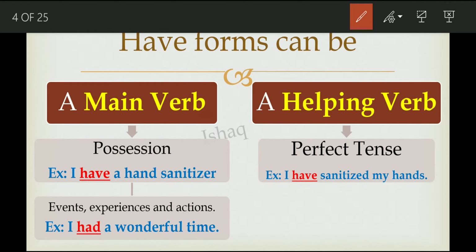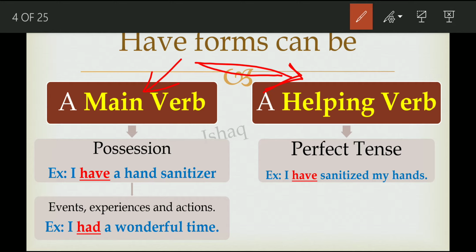Then have forms acting as a helping verb, and this is the most important thing. The first confusion you should clear here is have forms being used as a main verb and have forms being used as a helping verb. Helping verb is a vast point that we'll have to discuss, but before going to have forms being used as helping verbs, be clear with have forms being main verbs, and this confusion between main verb and helping verb should not be there when a have form is seen.